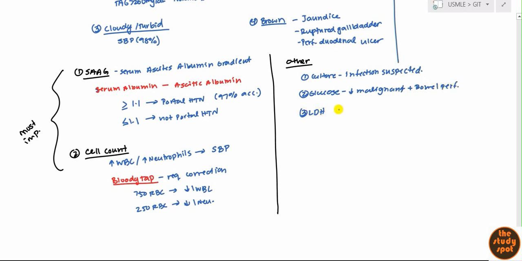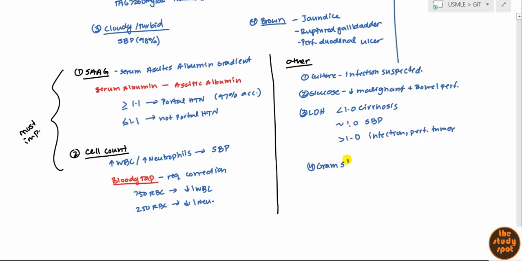LDH is another good test. If it's lower than 1.0, then it's cirrhosis. If it's closer to 1.0, around 1.0, that's going to be SBP. And if it's greater than 1.0, then you're looking at some type of infection, perforation, or some type of tumor. So that's a nice test there.